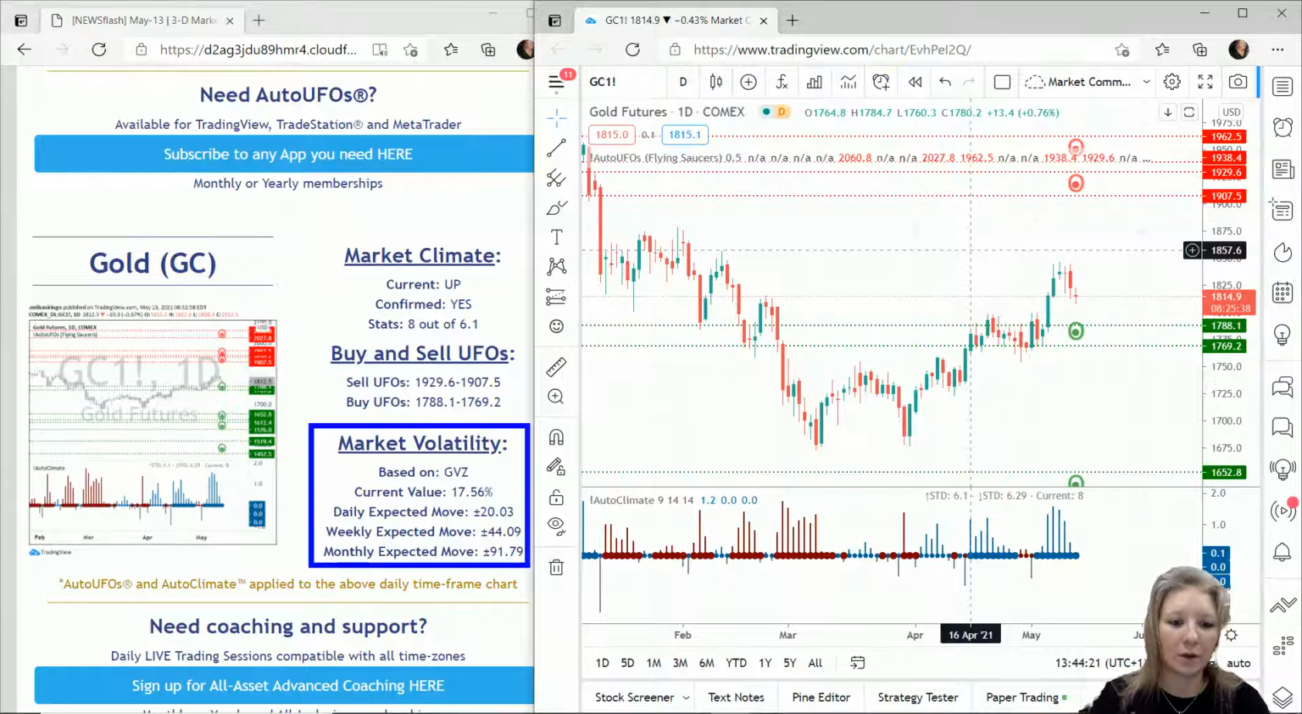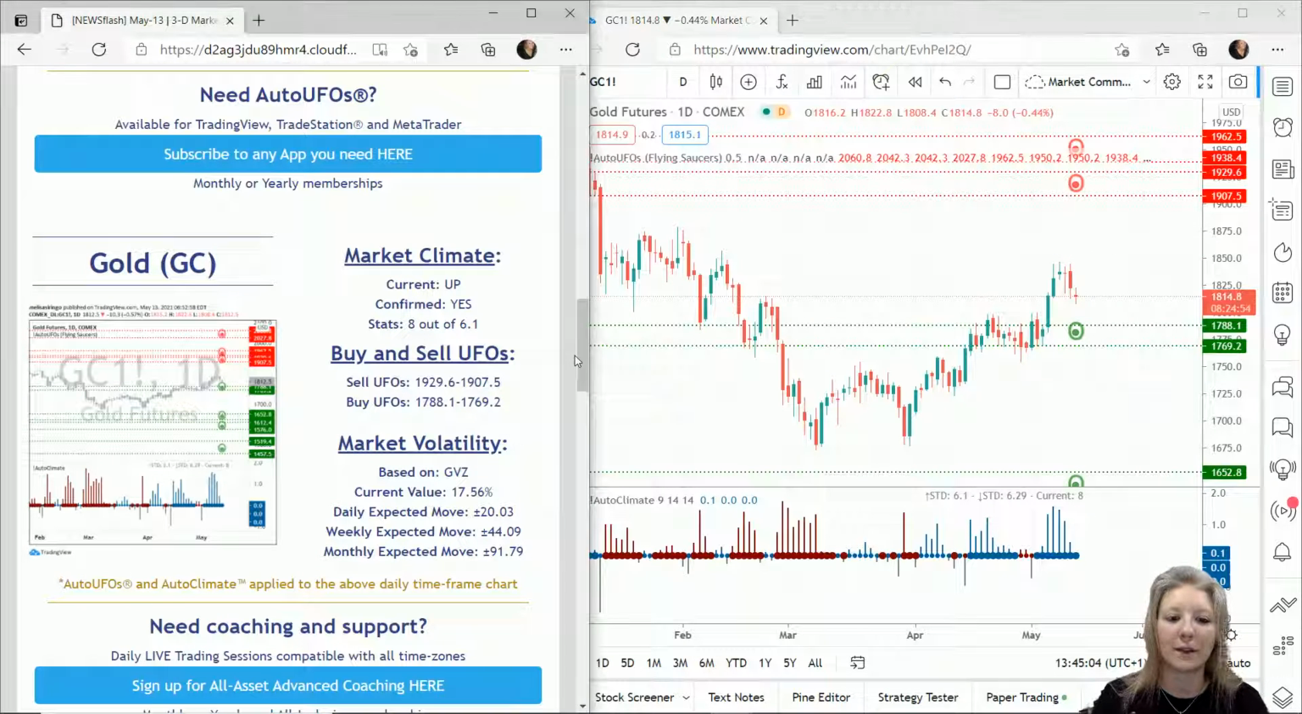Now when it comes to volatility, we expect movement up or down in 1 day of 20.03 points, in 1 week up or down of 44.09 points, and in 1 month up or down of 91.79 points. So again, overall probability there to the upside, although again, not as many as we would definitely like to have. It's not a full set of probability upwards, but still overall to the upside.